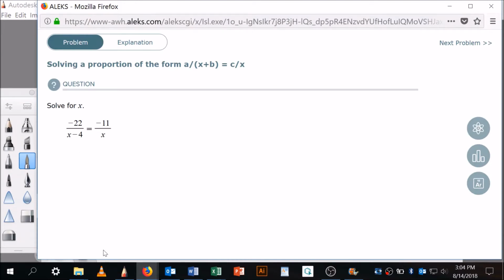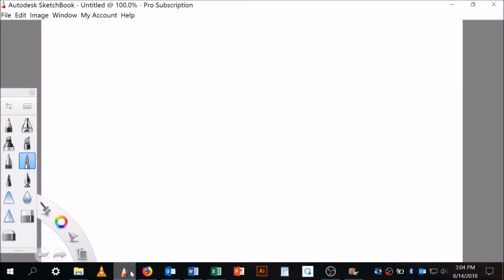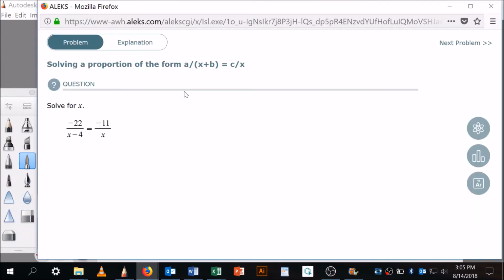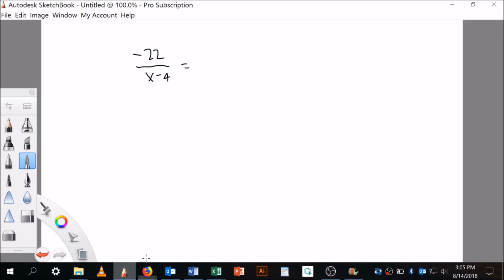Okay, minus 22 over x minus 4 is equal to, what was the other one? Minus 11 over x. All right, so first thing I'm going to do, let's multiply everything by a negative 1. So this is going to become 22 over x minus 4 is equal to 11 over x. All right, then I got to bring x out of the denominator.